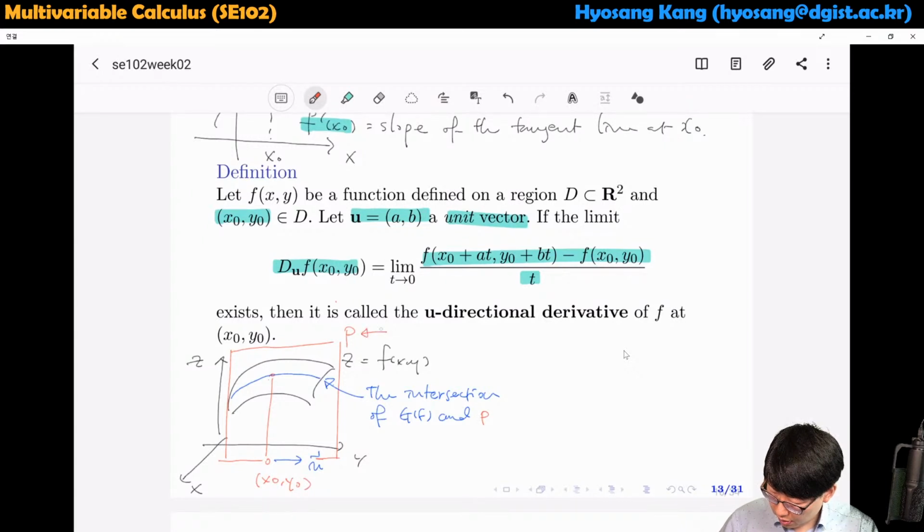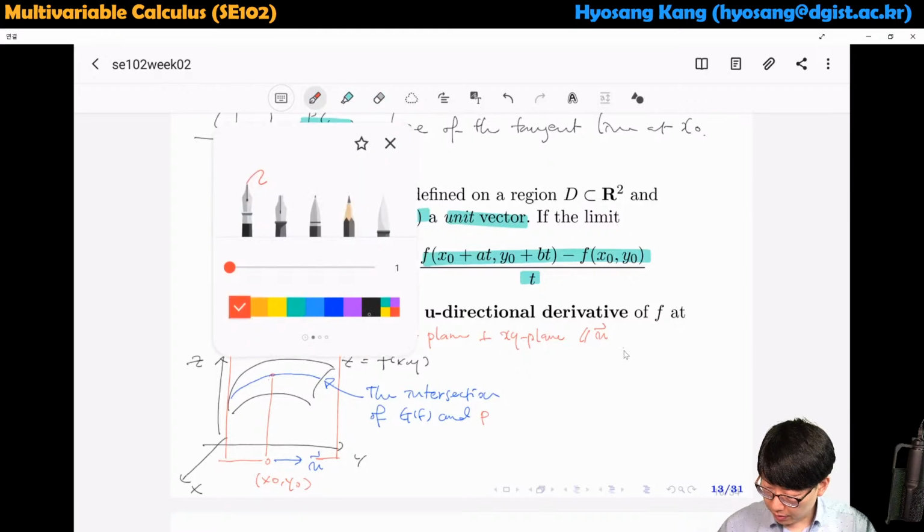So P is the plane orthogonal to the xy plane and parallel to the u direction. They are the unique plane having this property. Now you have a section of a surface, and I want to look at this section as a curve inside of a two-dimensional space. Which two-dimensional space? It's the P plane.